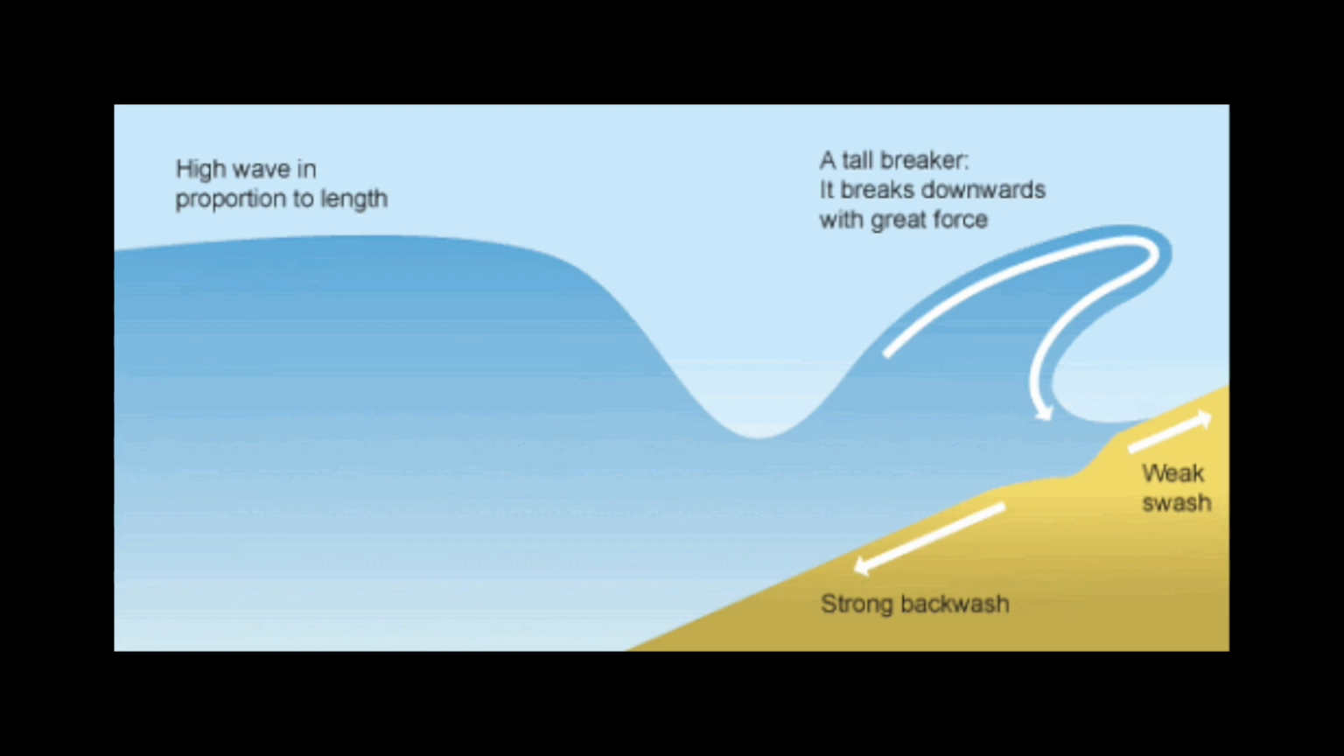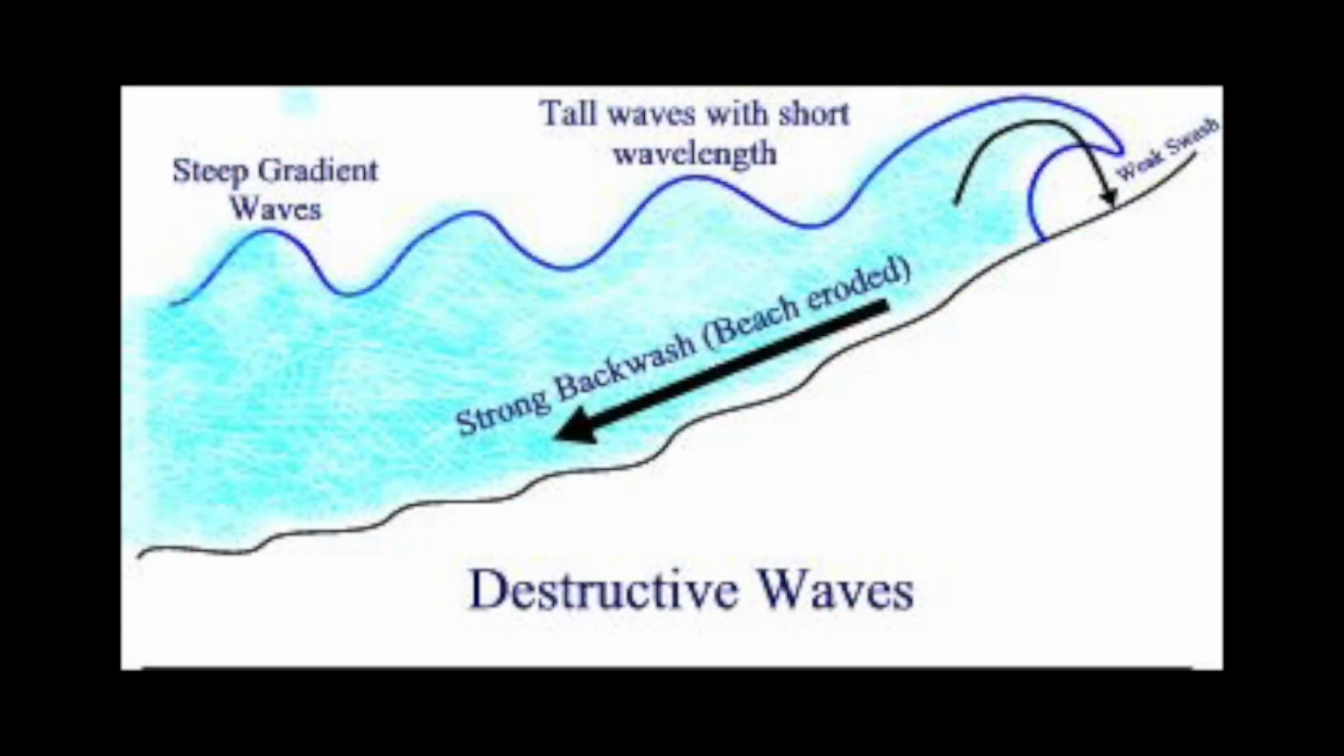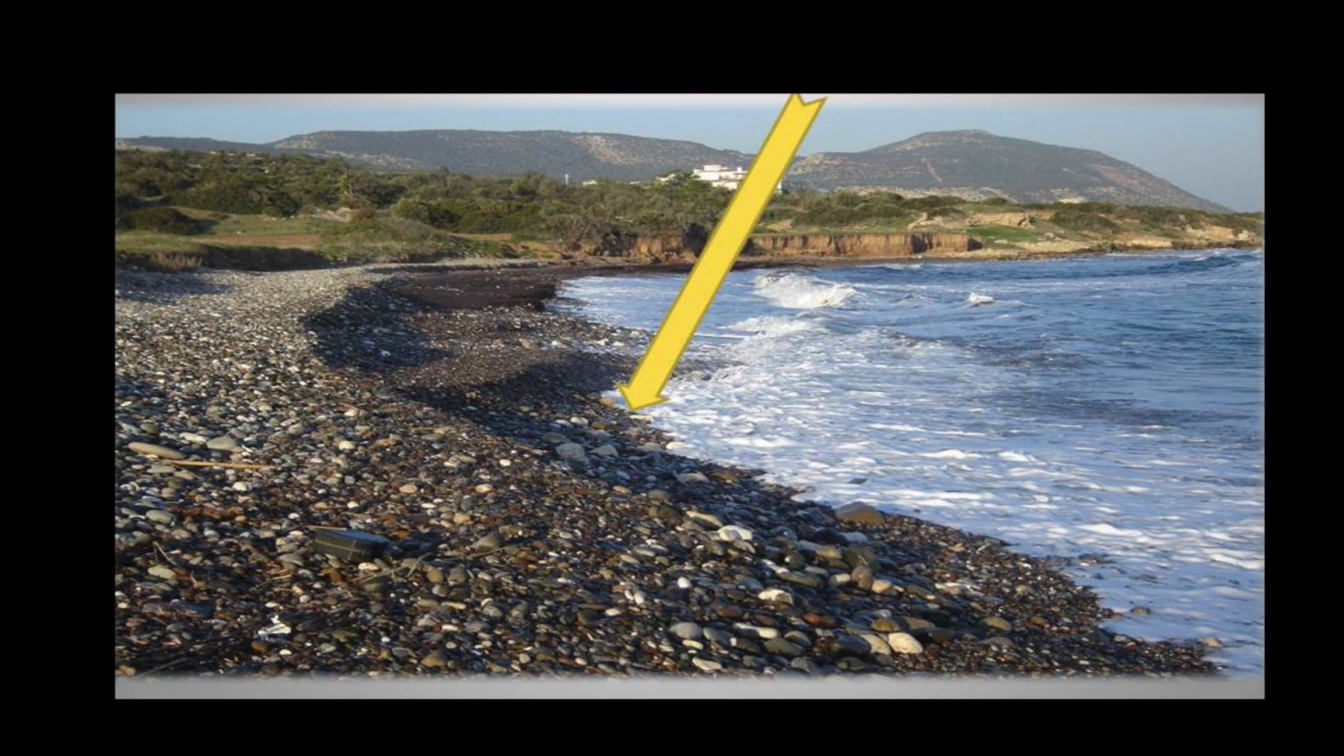The high frequency waves with short wavelengths and high wave crests are destructive in character because instead of spilling, they plunge and generate powerful backwash which removes the beach material and transports it towards the sea.